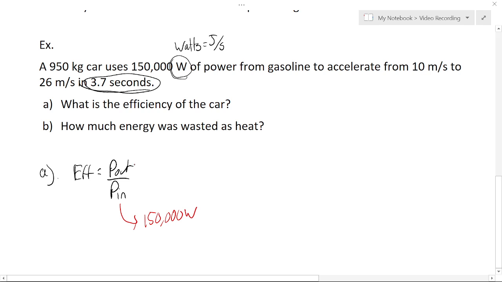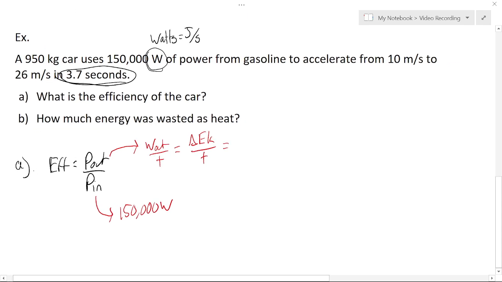And our power output, well, this is whatever is the useful output. So what do we want the car to do? We want it to get kinetic energy. So the power output is going to be the work output over time. And you may know work is equal to a change in energy. So the work output in this specific case is a change in kinetic energy over time.